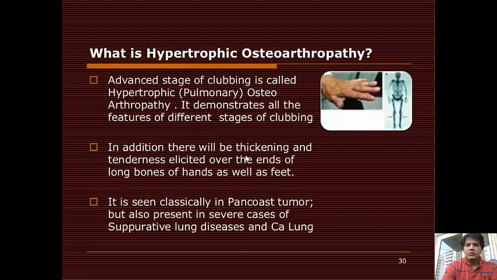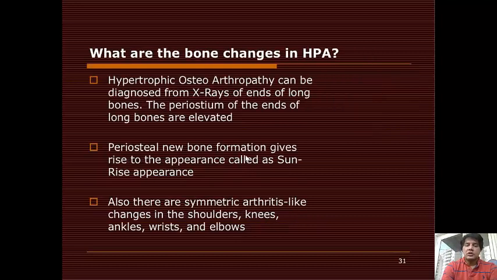Hypertrophic osteoarthropathy, as I told initially, it will start at the terminal bulbous, then it will go on to involve all the joints and the wrist also, right? Long bones of hand and feet also. Classically seen in Pancoast tumor, but also in severe cases of lung disease and CLD. What are bone changes in HPOA? So this is what happens in your periosteum. There will be new bone formation. So you will have a periosteal new bone formation, also known as sunrise appearance on X-ray, and it will be symmetric. Similar changes are seen in chronic osteomyelitis though, but this is very common in hypertrophic pulmonary osteoarthropathy.